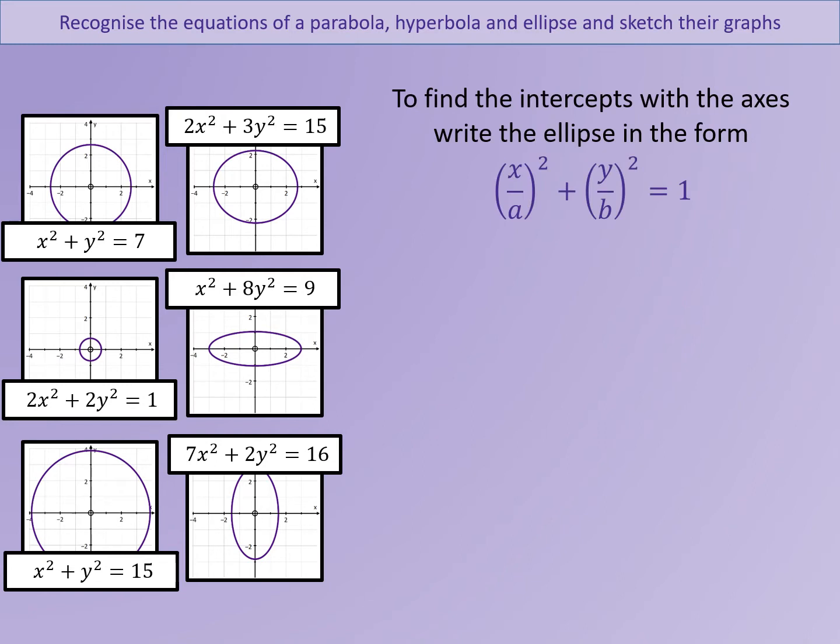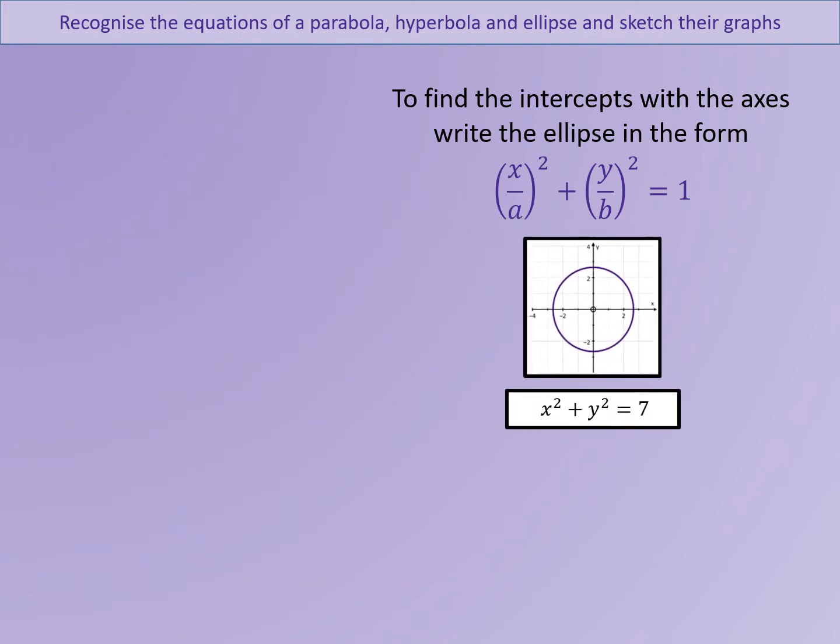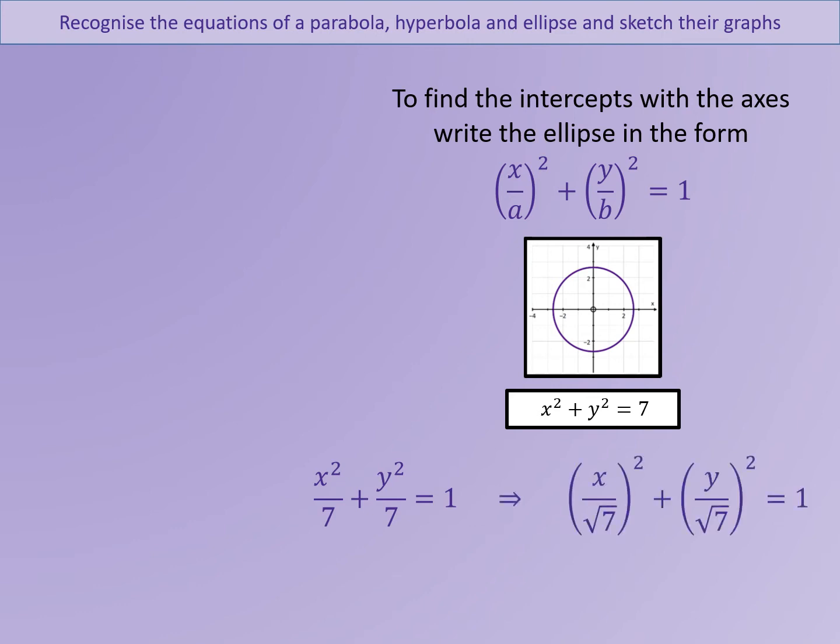Another way to find the intercepts with the coordinate axes is to first of all rearrange the equation of the ellipse so that it is in the form (x over a) all squared plus (y over b) all squared equals 1. You may need to use surds in order for this to happen. So in the case of the first one, we're going to start by dividing by 7. This is so that we have a 1 on the right hand side, which is essential to write it in this form. We're then going to factorise so that we have (x over root 7) squared plus (y over root 7) squared equals 1.